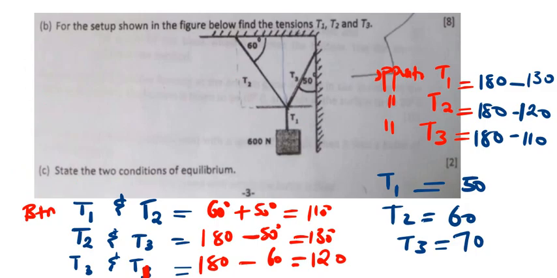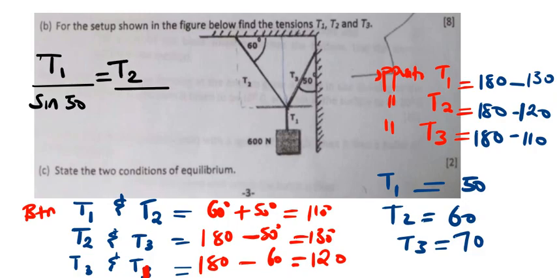Now you know that for the sine rule, T1, which has the angle that we found, is sine 50 degrees. That is for T1. This should equal T2. Now what did we find as T2? T2 we found was 60 degrees in the opposite direction, so this will be sine 60. This will equal T3.